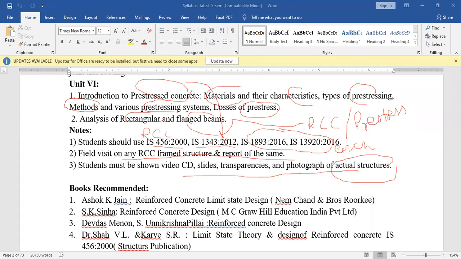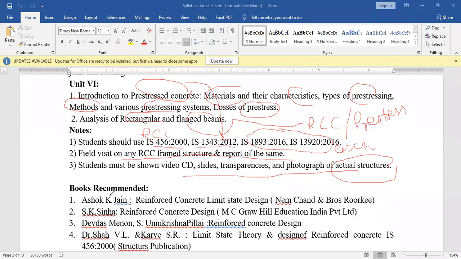You can even start looking for certain nearby structures and get photographs of them. Just take a selfie with any beam or column: whether that particular beam is of a plain section or a rectangular section, whether the slab is one way or two way, how many reinforcement bars are there in the columns, how that particular cantilever beam is constructed. You can have photographs of that kind of thing, so it would be very easy for you to understand while doing the actual or theoretical part.